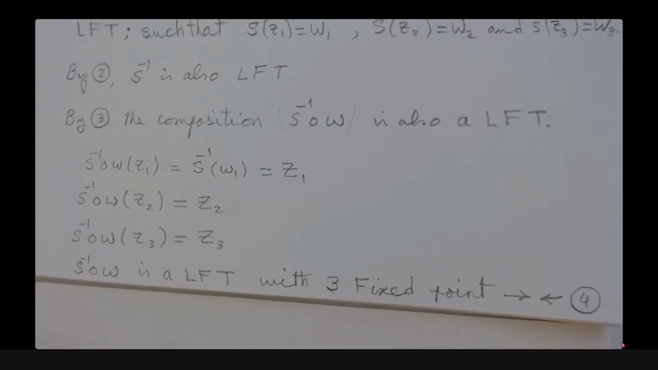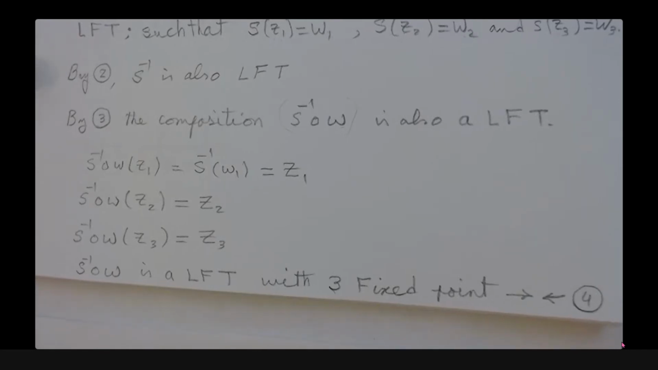So this contradiction, we came to this contradiction because we assumed that there are 2 linear fractional transformations. So that proves this beautiful fact. As soon as you have 3 points and the images of those 3 points, you can determine that linear fractional transformation.